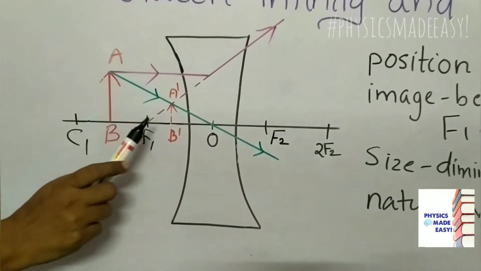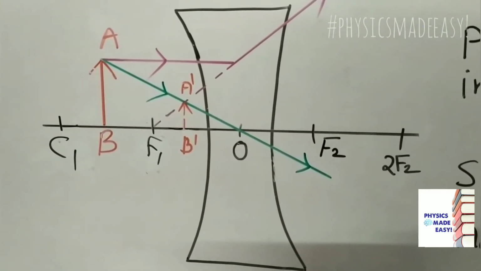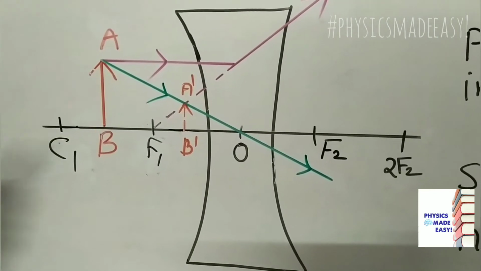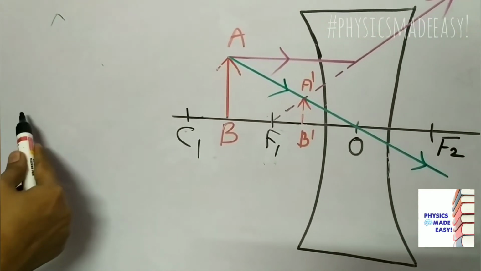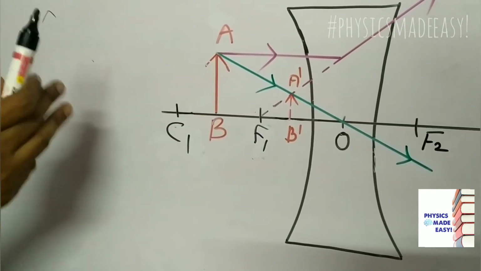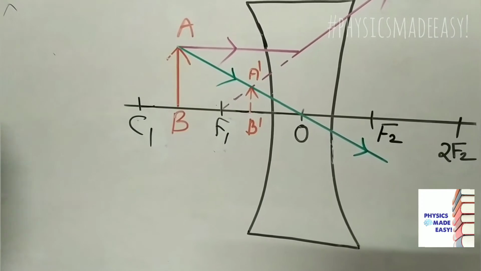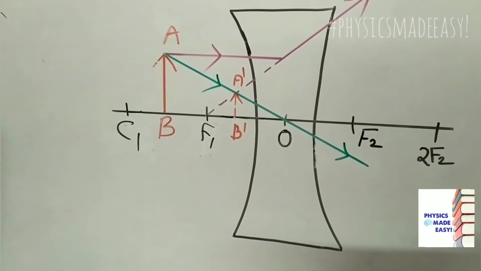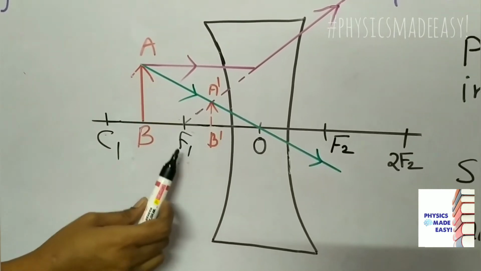Clear children? Here you can see the object is placed between F1 and C1. No need to specify a point there. If you are placing the object here, beyond C1, or at C1, or between C1 and F1, or at F1, anywhere you place it, you will get the image between O and F1.